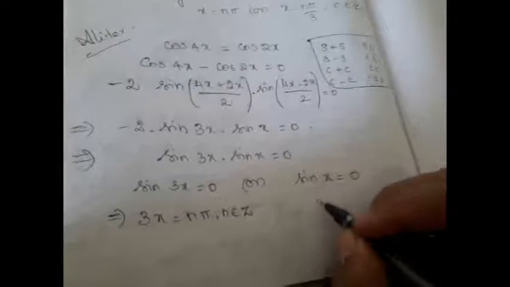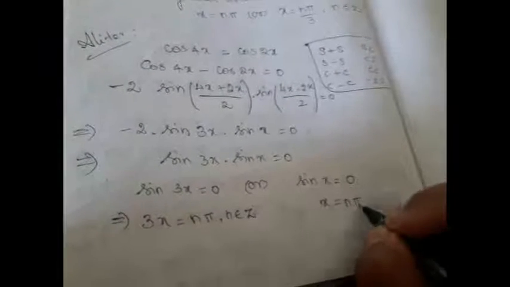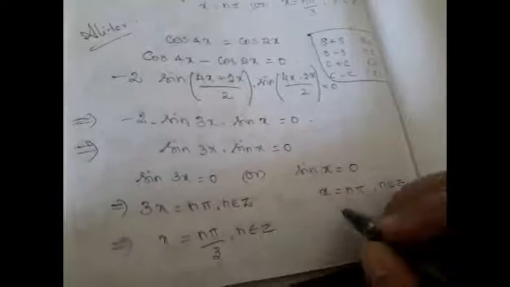Similarly here, this is also a sine function. When the sine function takes the value 0, the angle is equal to n pi, where n belongs to Z. So this implies x is equal to n pi by 3, where n belongs to Z, and here x is equal to n pi. Therefore the general solution is either x equal to n pi by 3 or x equal to n pi. The same answer we arrived at.